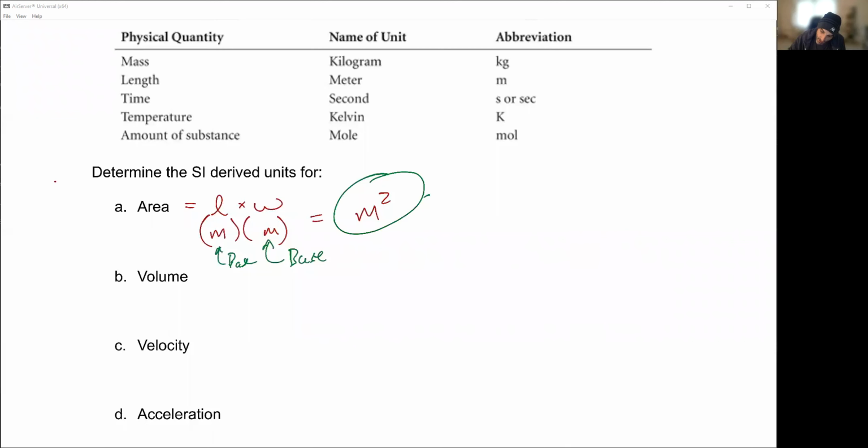And that right there is our derived unit. So length times the length gives me area. What is the derived unit for area? It is meters squared. Same question for the next one.